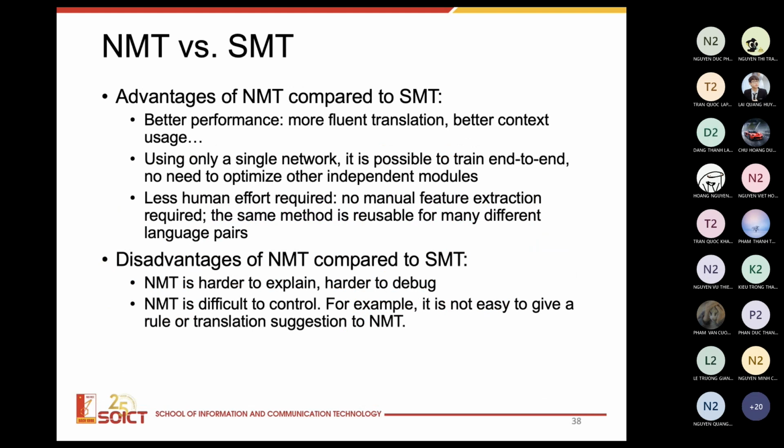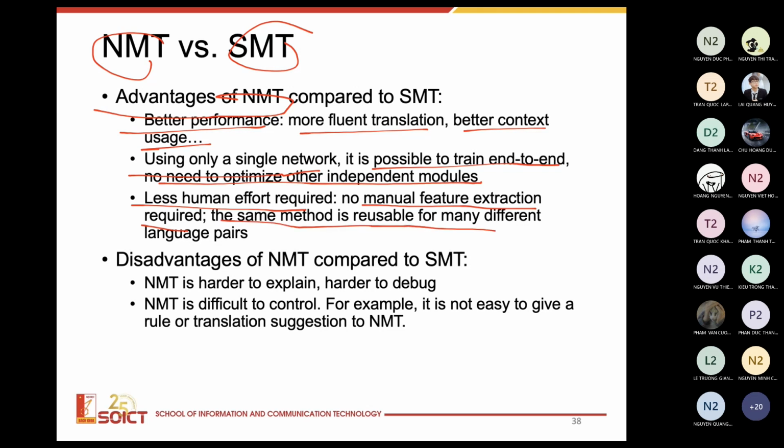Okay, so if we compare neural machine translation and statistical machine translation, we have some advantages of neural machine translation over statistical machine translation: better performance, more fluent translation, and better context usage, right? And it is only a single network, so it is possible to train end-to-end, with no need to optimize other independent models, such as morphological rules or transformation rules, right? It requires less human effort, no manual feature extraction, and no alignment vector, right? The same method is reusable for many different language pairs.